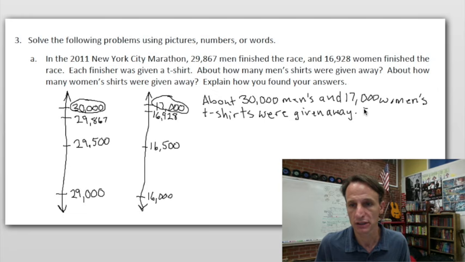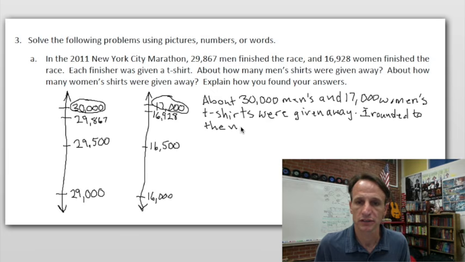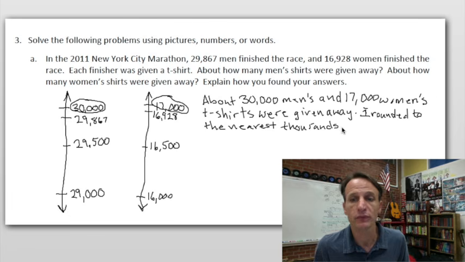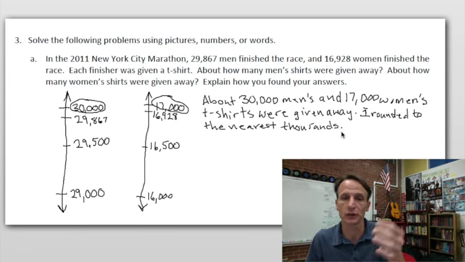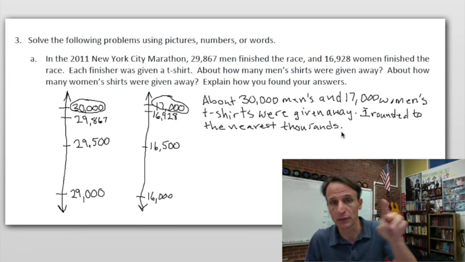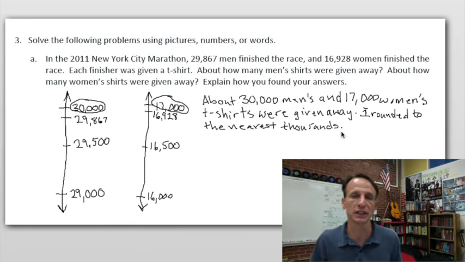Yeah, I rounded. What did we round to? That's an I. I rounded to the nearest 1,000. And if I were to want to, and I'm not going to, add a numerical explanation, I would simply use my happy little squiggly equal sign and say, 29,867 is about equal to 30,000. 16,928 is about equal to 17,000. That would be explaining it in the number sentence.